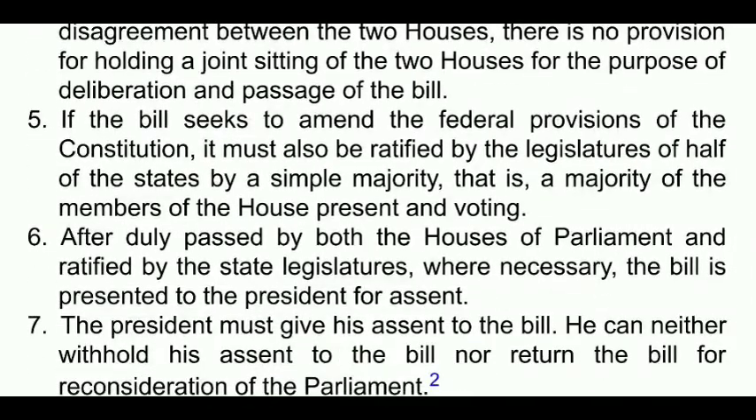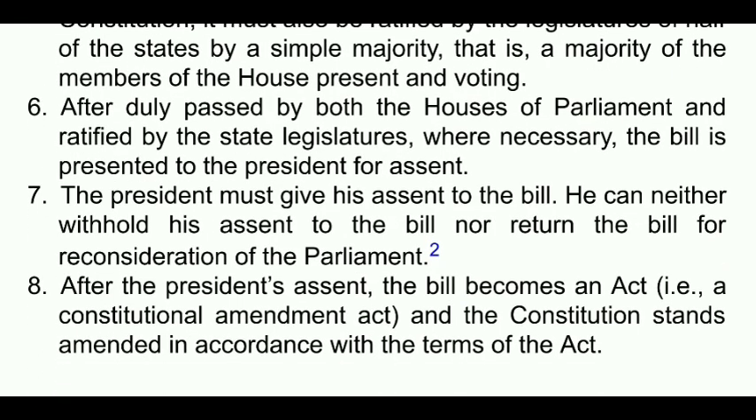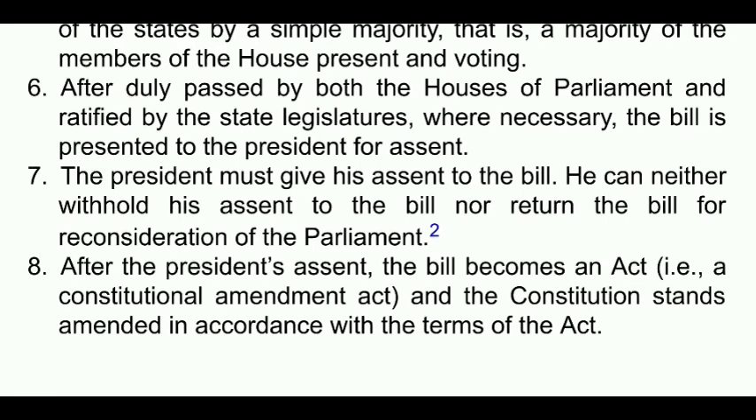Number 5. If the bill seeks to amend the federal provisions of the Constitution, it must also be ratified by the legislatures of half of the states by a simple majority, that is, a majority of the members of the House present and voting. Number 6. After being duly passed by both the Houses of Parliament and ratified by the state legislatures where necessary, the bill is presented to the President for assent.